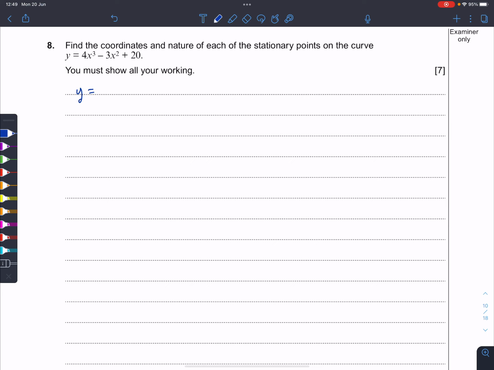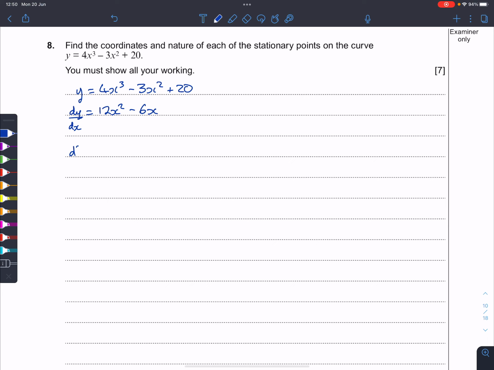So I like to write down my initial equation, 4x cubed minus 3x squared plus 20. I also want to write down my dy by dx. So let's differentiate it, which will give me 4 lots of 3x squared, so 12x squared, minus 3 lots of 2x is minus 6x, and a plus 20 differentiates to nothing.